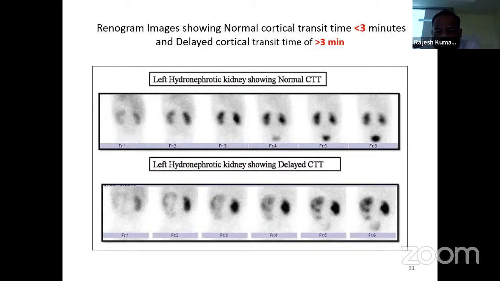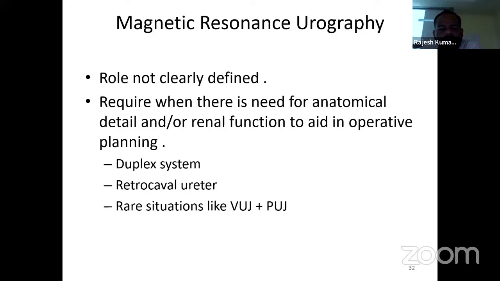Now, MR urography is required when there is a need for anatomical detail and or renal function to aid in operative planning, in cases like duplex system and retrocaval ureter, and rare situations like VUJ plus PUJ.